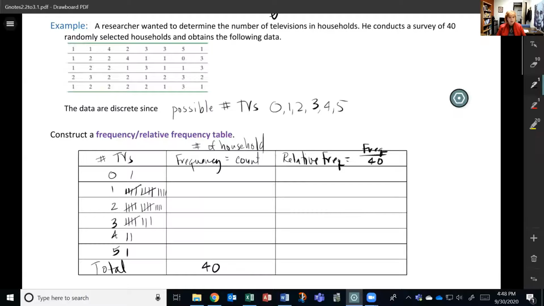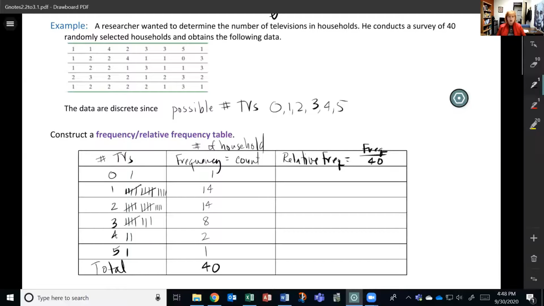All right, so now I got that tallied, my frequency. There's one household that has no TVs. I got 5, 10, 14 households that have 1 TV. 5, 10, 14 households that have 2 TVs. 5 and 3, I got 8 households with 3 TVs. 2, 1.